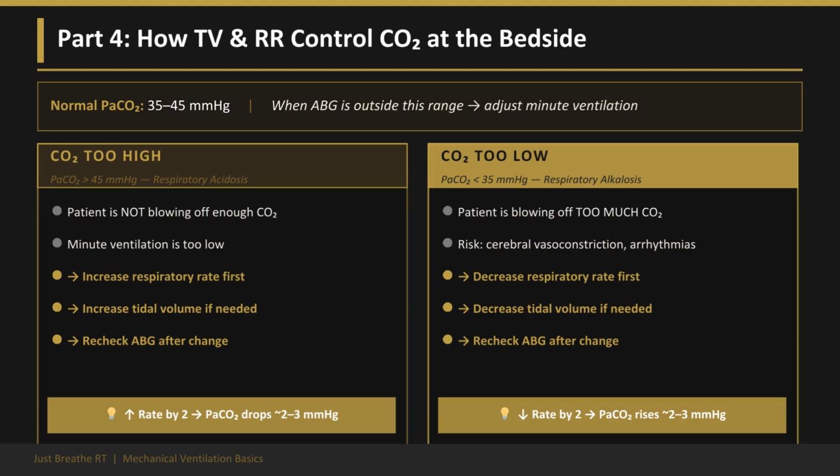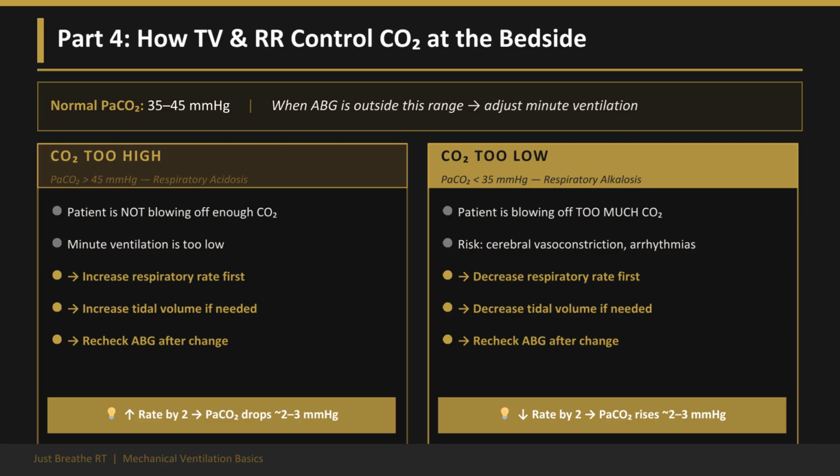You need to decrease minute ventilation, reduce the respiratory rate, or in some cases, carefully reduce the tidal volume. Here is a rule of thumb worth memorizing. Changing the respiratory rate by 2 breaths per minute will shift the PaCO2 by approximately 2 to 3 millimeters of mercury in the opposite direction.